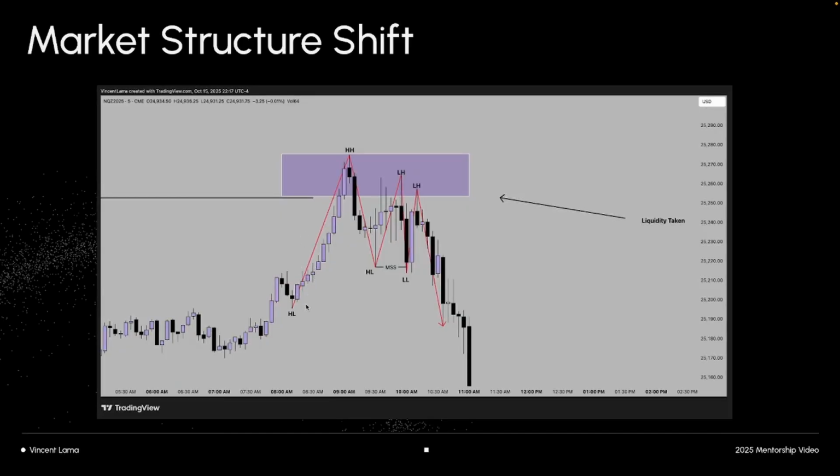So the market structure is shown right here. We are in a bullish market structure with a higher low and then a higher high. We get another higher low, but then we get a lower high, and this lower high is confirmed with this lower low that breaks the previous swing, giving us a market structure shift where you could enter on this lower high to catch that opposing liquidity.